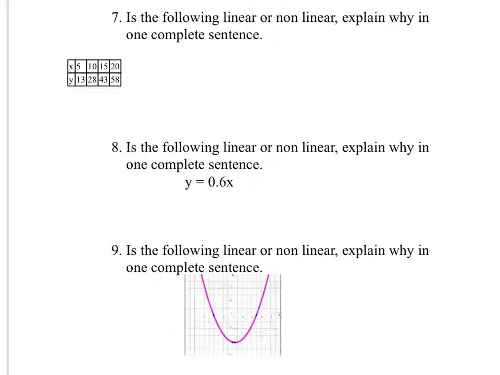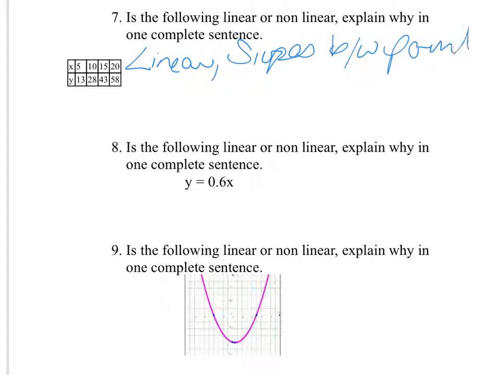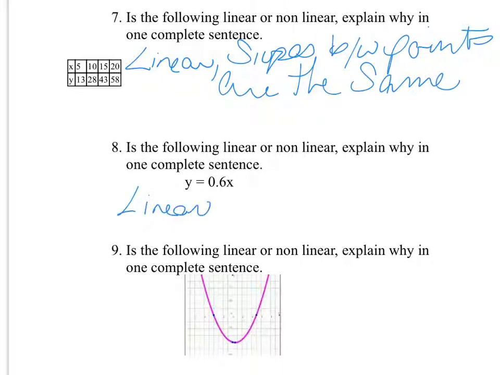In number 7, we're looking at the table again. This time, if you found 2 slopes, you should have figured out that your slopes were the same. So this is actually going to be linear. Why? Because the slopes between points are the same. 8, also linear. The equation is in the correct format.